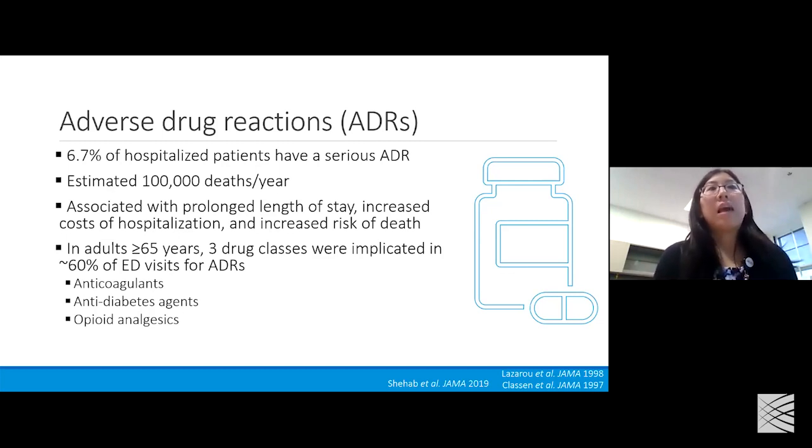And in one study looking at emergency department visits for these drug reactions in individuals who are elderly, greater than 65 years of age, 60% of these were related to drug reactions in 3 distinct classes, and not surprisingly, anticoagulants, which are blood thinners, anti-diabetes agents, causing hypoglycemia or low blood sugars, and then the third class is opioid analgesics.